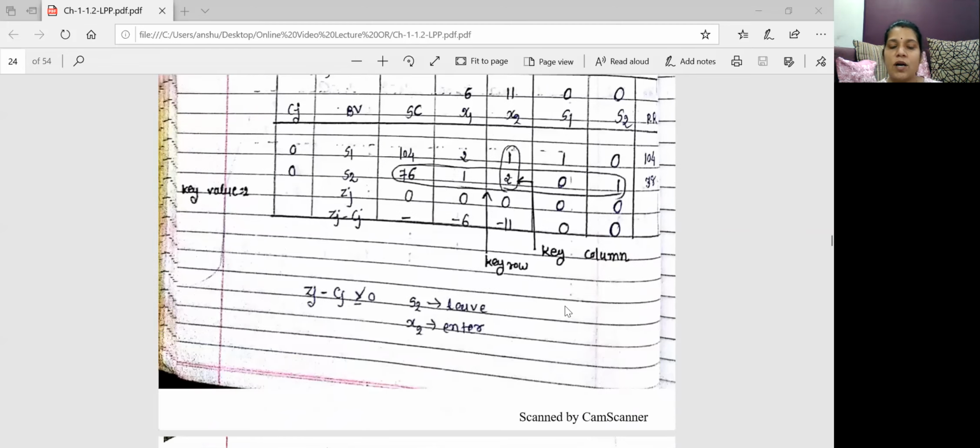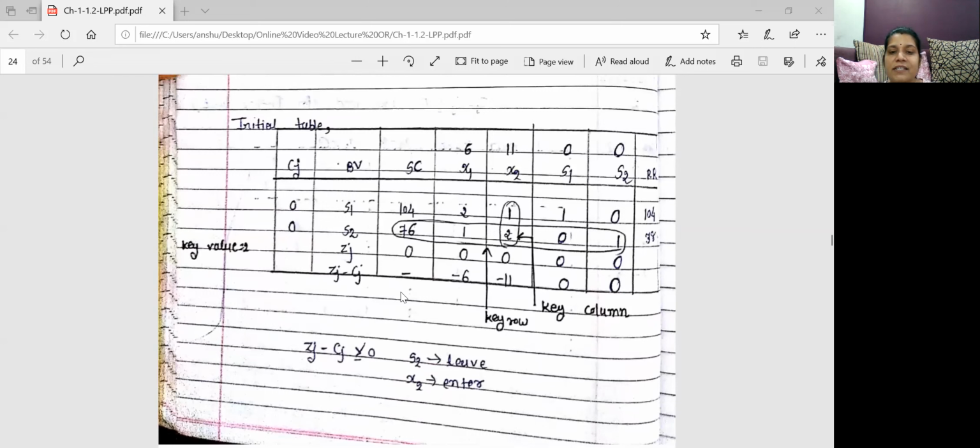So अब क्या होगा? First we check if our zj minus cj is greater than or equal to 0. That means what? All the values are greater than 0. Then this is a final table. But in our case, zj minus cj, all values are not greater than or equal to 0 because we have two values, minus 6 and minus 11. So one variable is enter and the other variable is leave.